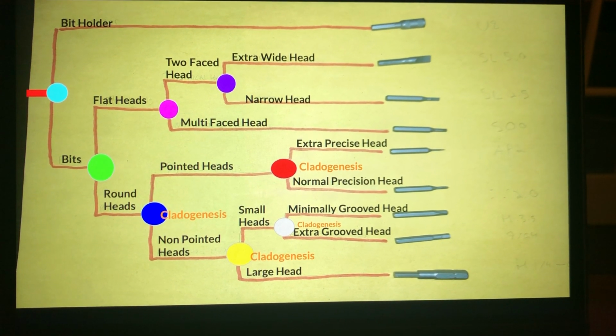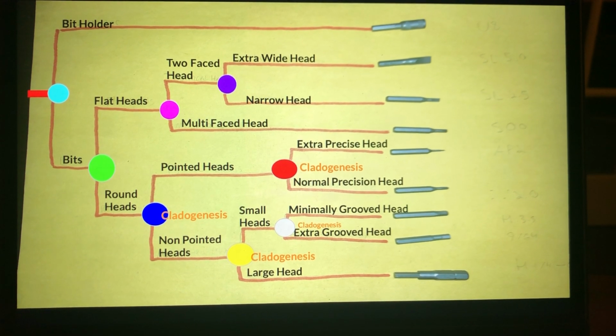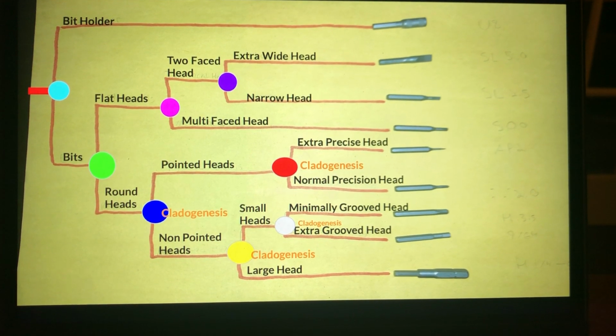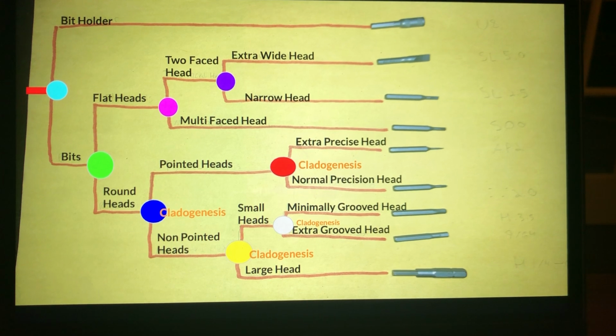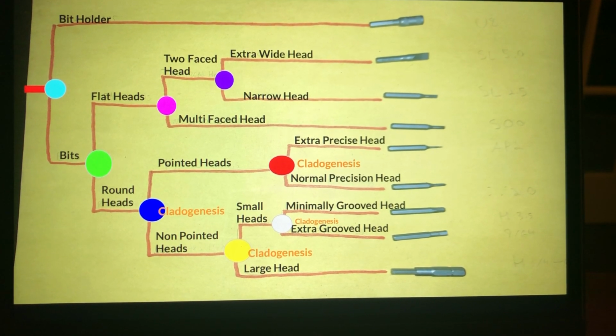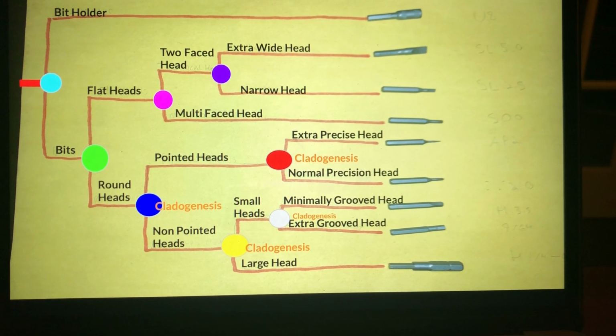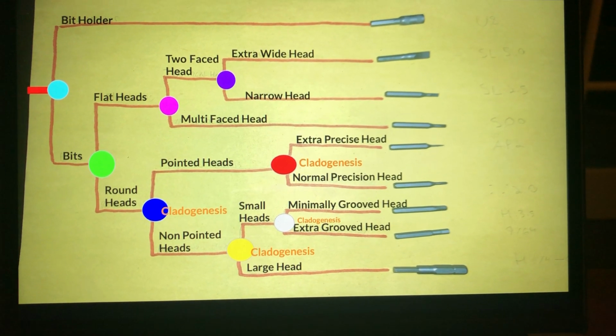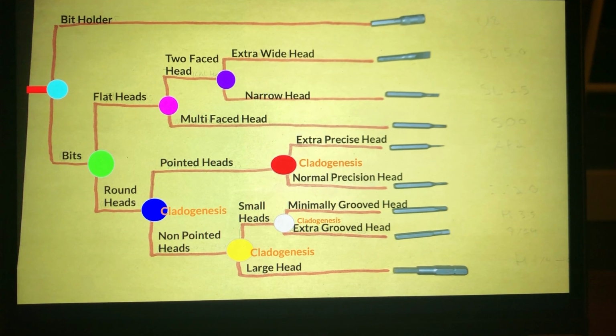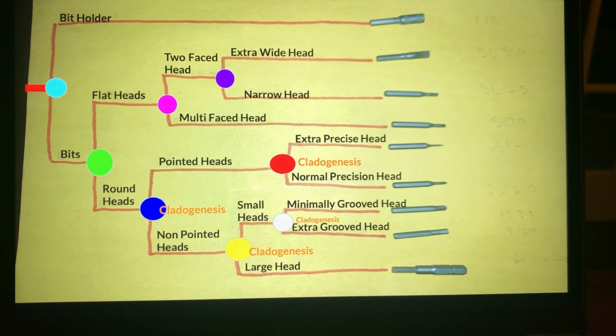Within the pointed head group, we see two heads, one with normal precision tips and one with extra precise tip. Within the non-pointed head group, we see a divergence into either small heads and large heads, with the large head group going through anagenesis and the small head group going through a recent cladogenesis event, diverging the small heads by the level of grooving that they have.